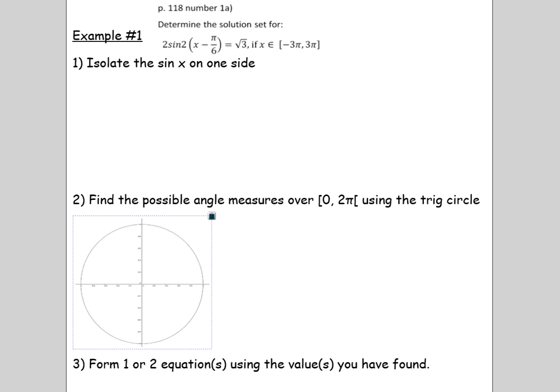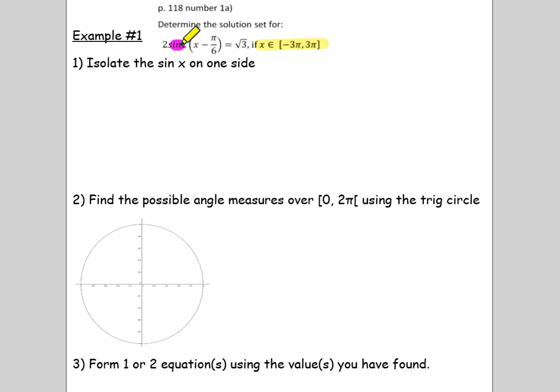I used number 1A from page 118 in your book. The question is, determine the solution set for this equation if x is between minus 3 pi and 3 pi. So this is not only going to be in the first circle, in the first turn, we're going to need to find a little bit more than that. So let's look at the first step.